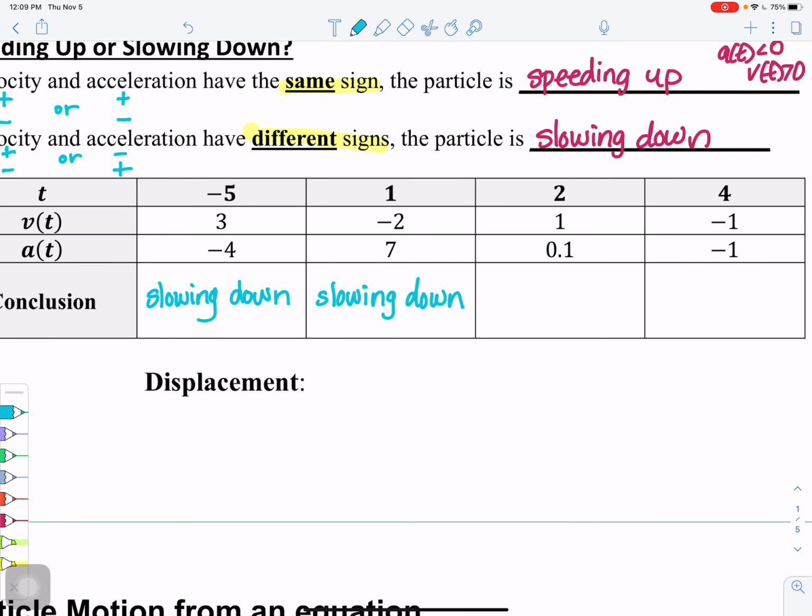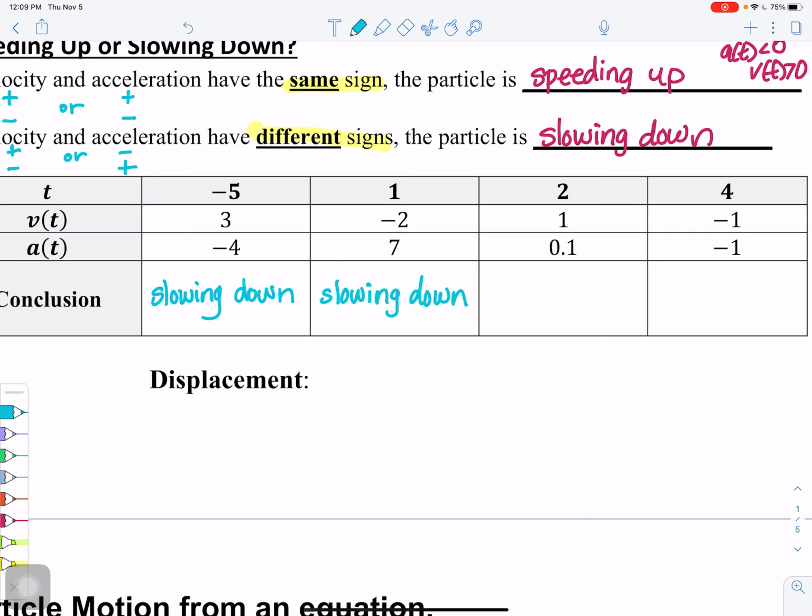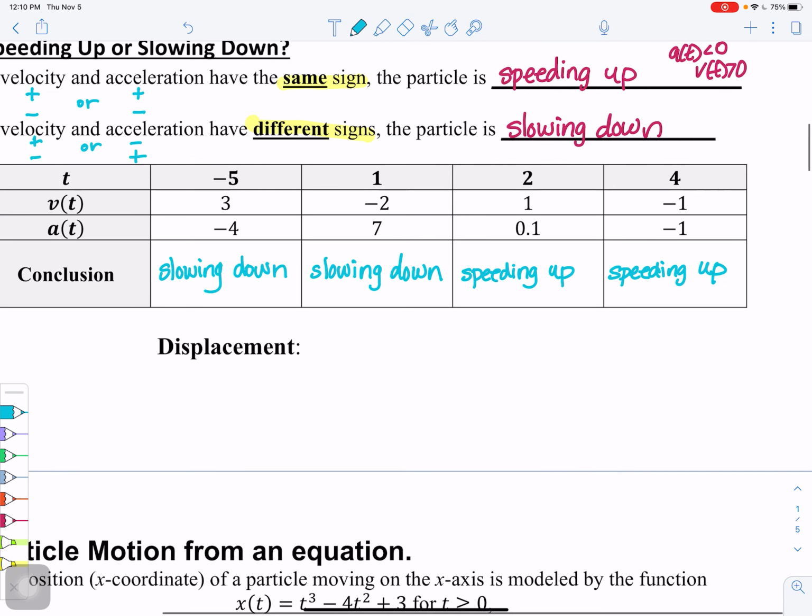Now, look at both of these. At time 2, we are speeding up, and at time 4, we are speeding up. Why is that? Because they have the same signs. Okay? Both positive or both negative.